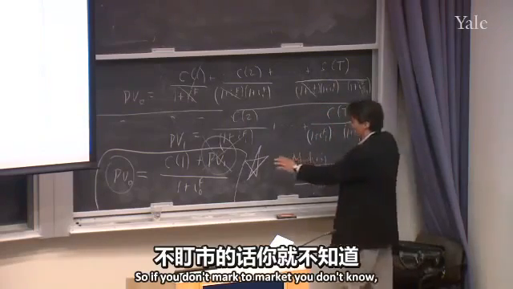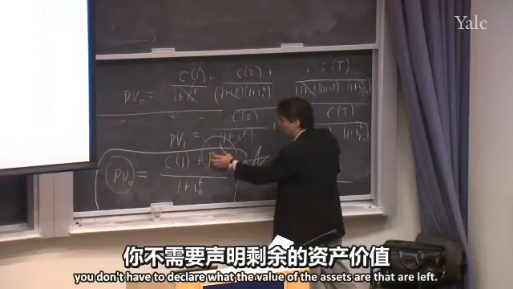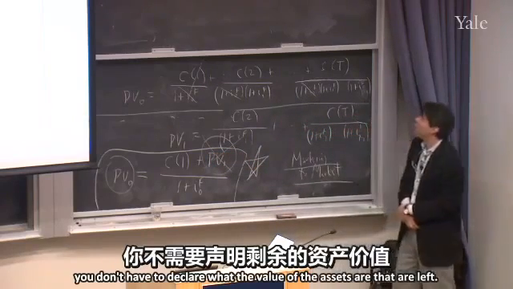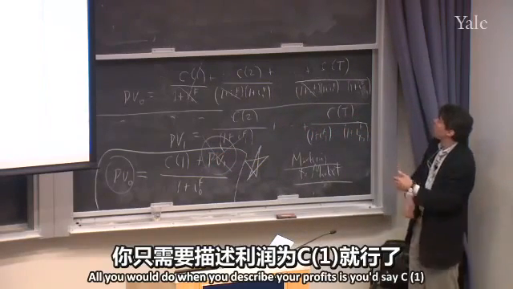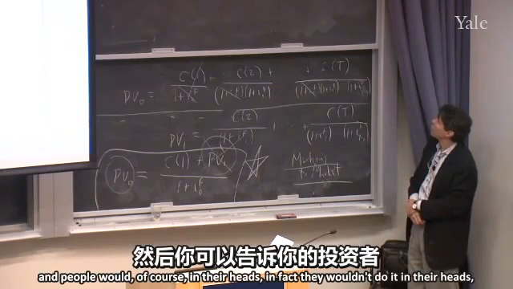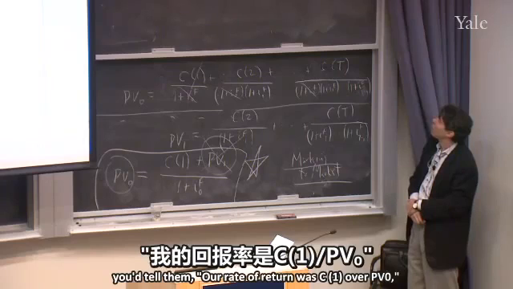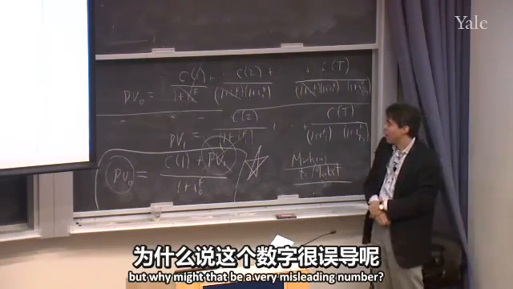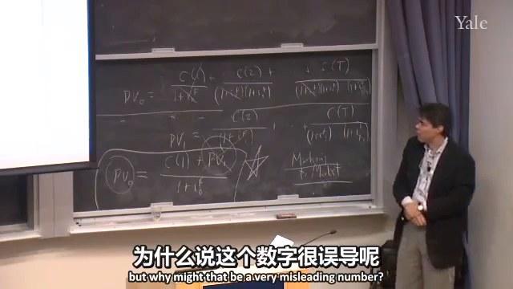If you don't mark to market, you don't have to declare what the value of the assets that are left is. All you would do when you describe your profits is say C1, and you'd tell people our rate of return was C1 over PV0. But why might that be a very misleading number?